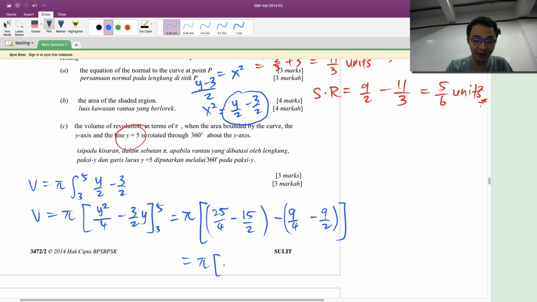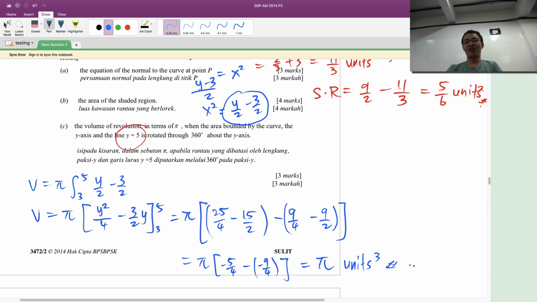Okay, I get negative 5 over 4 minus this one, 9 over 4 minus 9 over 2. Yeah, this is negative 9 over 4. So basically, minus, you get positive, you got 4 over 4. So the answer is just pi, unit cubes.